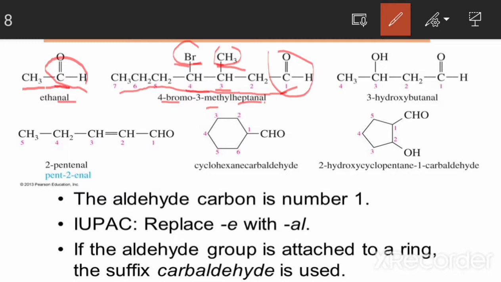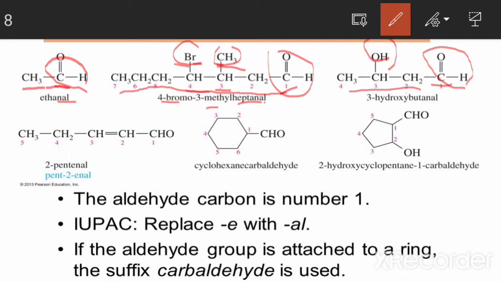The other example is the carbon that has the aldehyde group attached with it. This will be the first carbon, and the numbering goes on towards the chain. The chain consists of four carbons, and it will be named as butane. There is a group attached on the third carbon, that is a hydroxyl group, so we will name it as 3-hydroxybutanal.